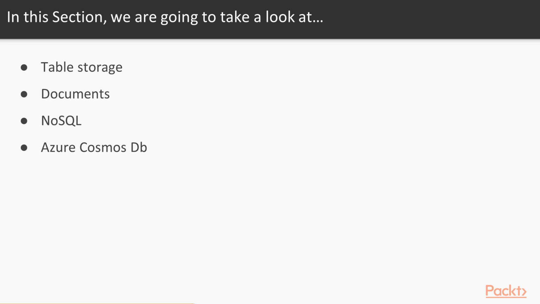In this section, we will cover the table storage. We will then discuss the documents or the JSON files as the entities in the table storage. We will take a look at the NoSQL or SQL data structures. And finally, we will discuss how Azure Cosmos DB can help you.